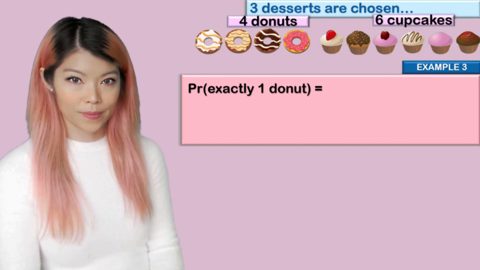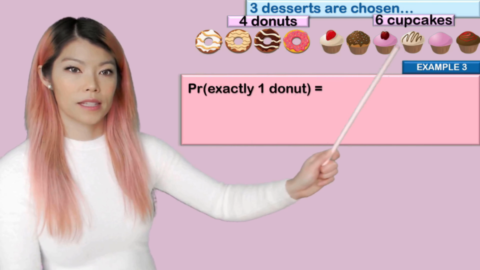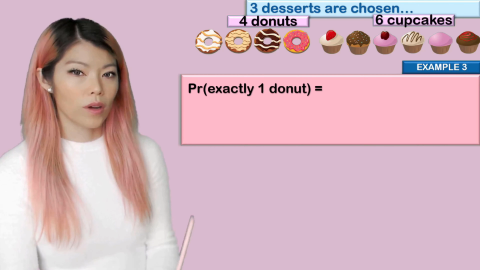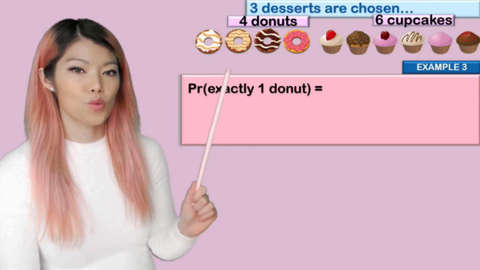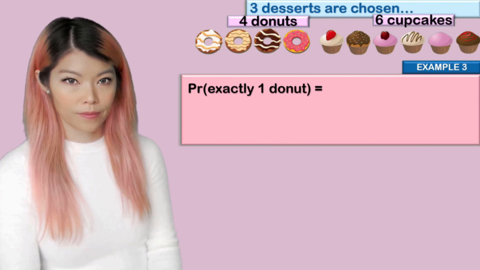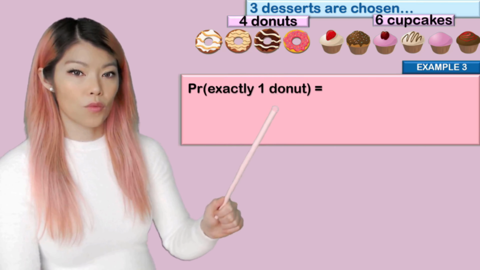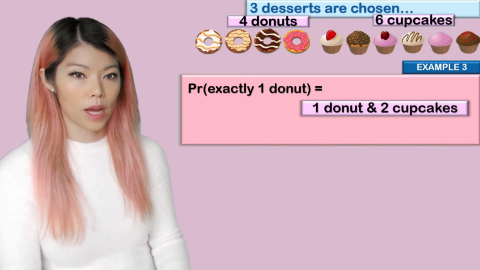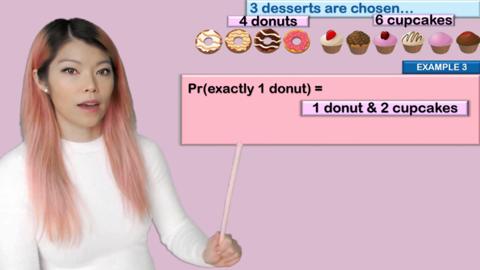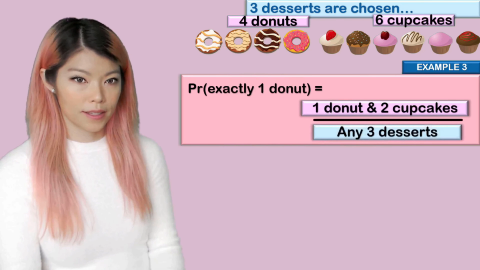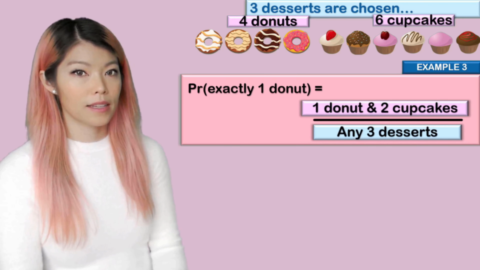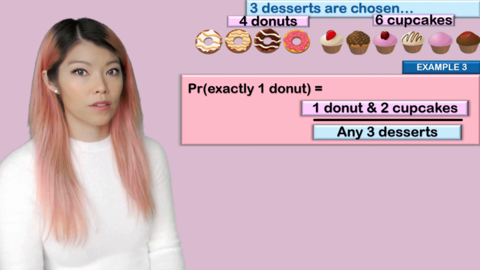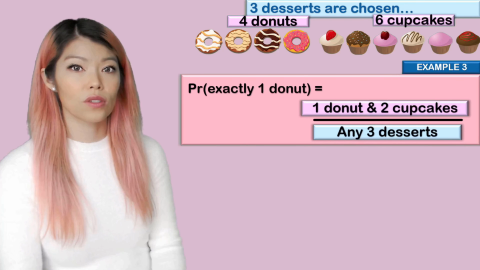Example 3. Say we have 4 donuts and 6 cupcakes, and 3 desserts are chosen. What is the probability that exactly 1 donut is chosen? So we're picking 3 desserts and 1 donut is what we want. So we want 1 donut, that means we have to pick 2 cupcakes, out of any 3 desserts. Again, does order matter? No, it doesn't. So now, instead of using P, we have to use C.